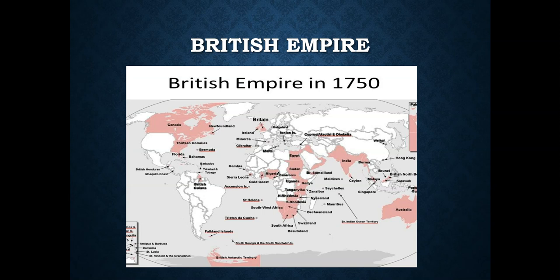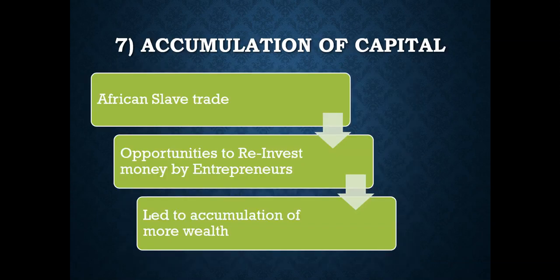This is a map of Great Britain in 1750, or England. As you can see, this pinkish color shows the colonies that Great Britain had, starting with the 13 colonies in North America. They had Canada, almost the entire south tip of Africa, which is now South Africa, parts of the Middle East, parts of India, Australia, and many other places. So they had the power to get as many things as they wanted from all over these places.